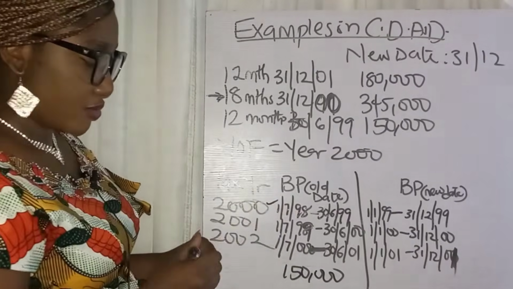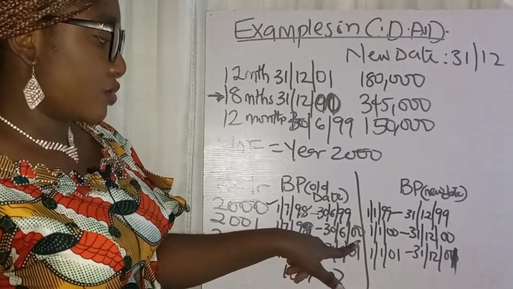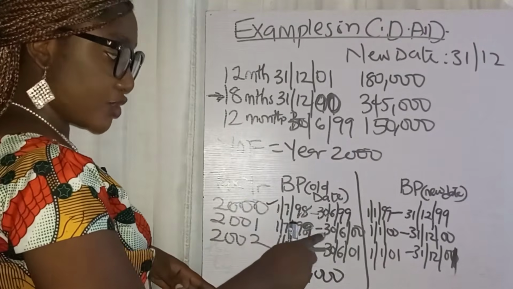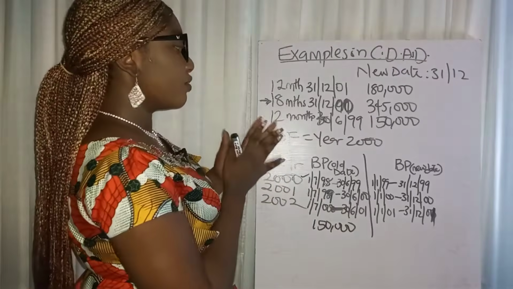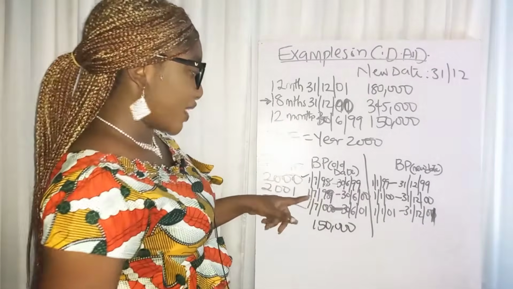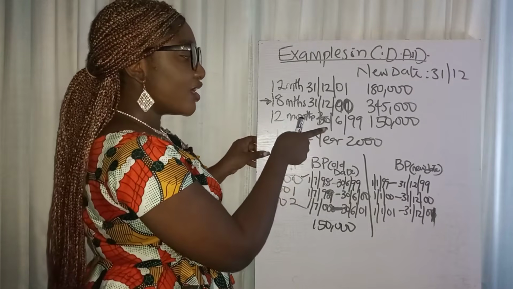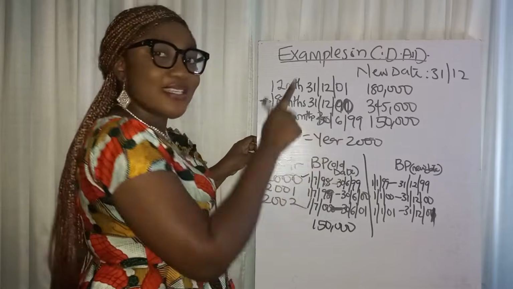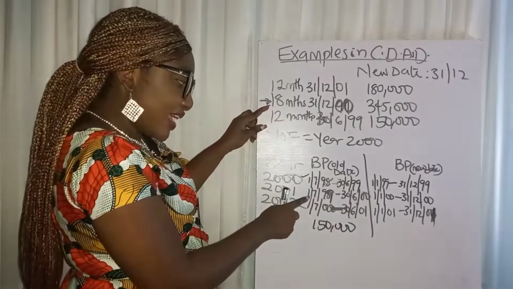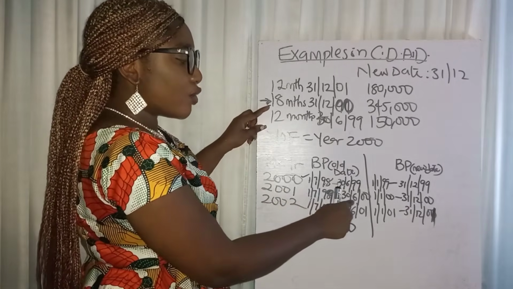I move to the next. So 30th of June 2000. I'm looking for profit between 1st of July 1999 to 30th of June 2000. Let me look for it. Did they give me? Oh, so sorry, they did not give me. You have to go and look for it. So you ask yourself, which one did they give me? From this point, 30th of June 1999, the next day will be what? 1st of July 1999, which is what I am looking for here.